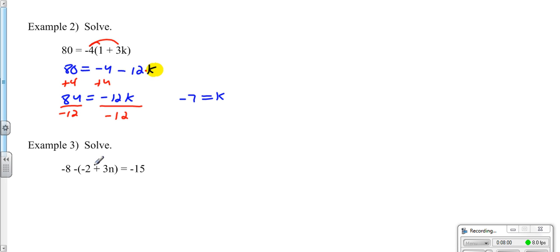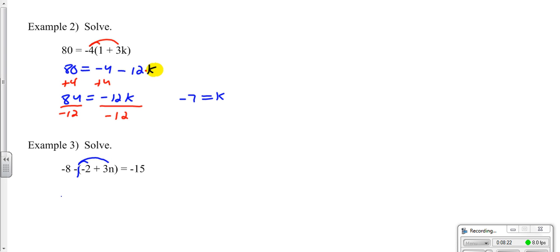Alright, next one. Again, we have to distribute first. Now notice what we have here. We have a negative 8 minus and then the parentheses. Now there's not a whole lot of room there, but I'm going to try and squeeze this in here. This is a negative 1 in front of that parentheses. So I'm going to distribute that negative 1. And let's see what happens.